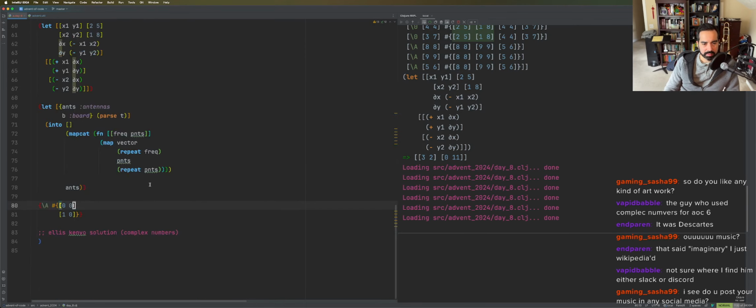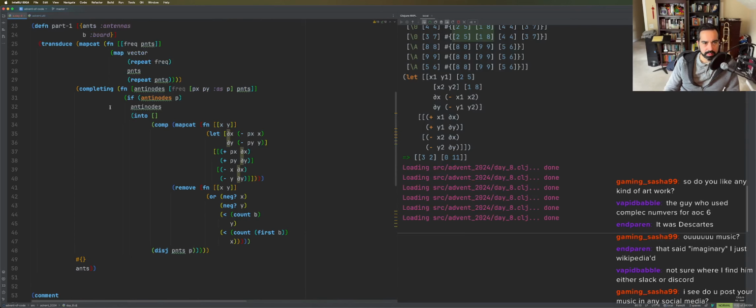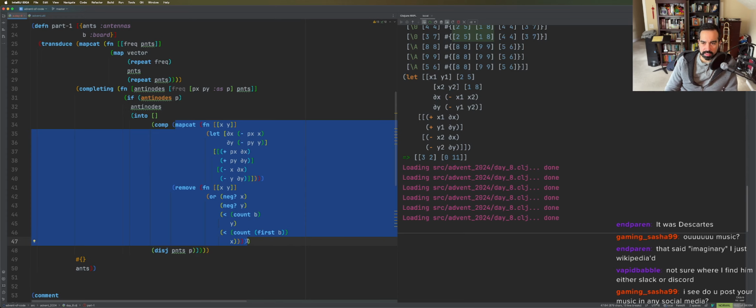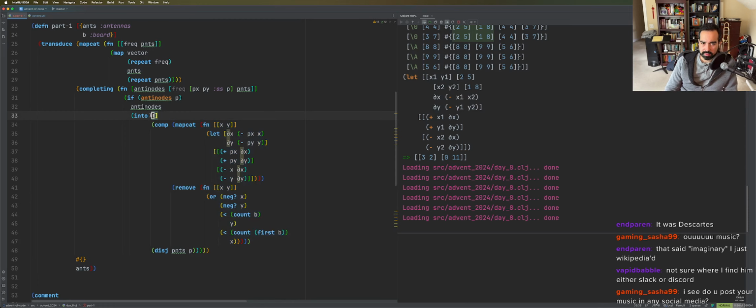Okay, hang on. Where are we with this? Right. So we're going over a flattened version of all the points, and for each point we're finding all of its antinodes. This is going to get duplicated. That's okay. A set will take care of that, right? And so this should return the set of all antinodes, assuming that this works.